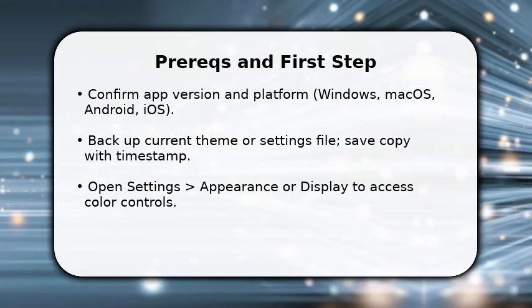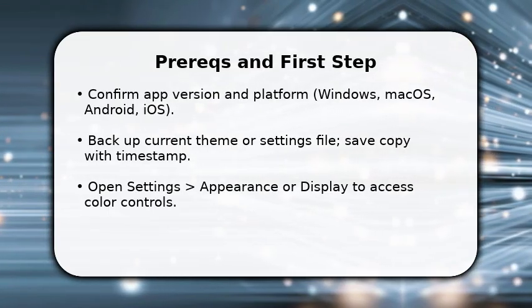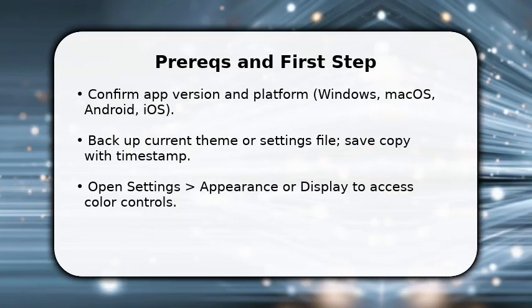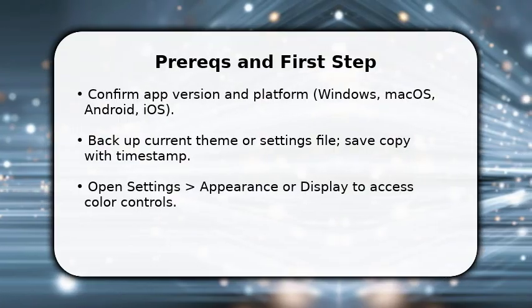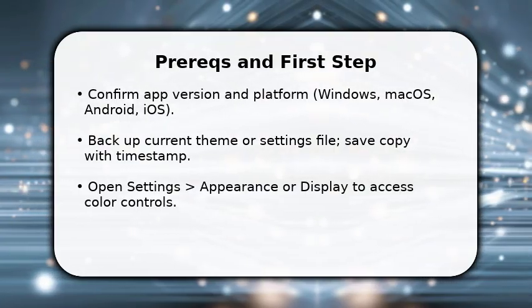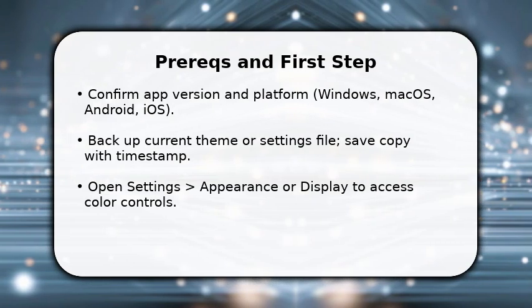color controls. You'll see primary, accent, and background options. Tap the color swatch to begin. This first step prevents lost preferences and gives you immediate access to the exact controls you will modify next.